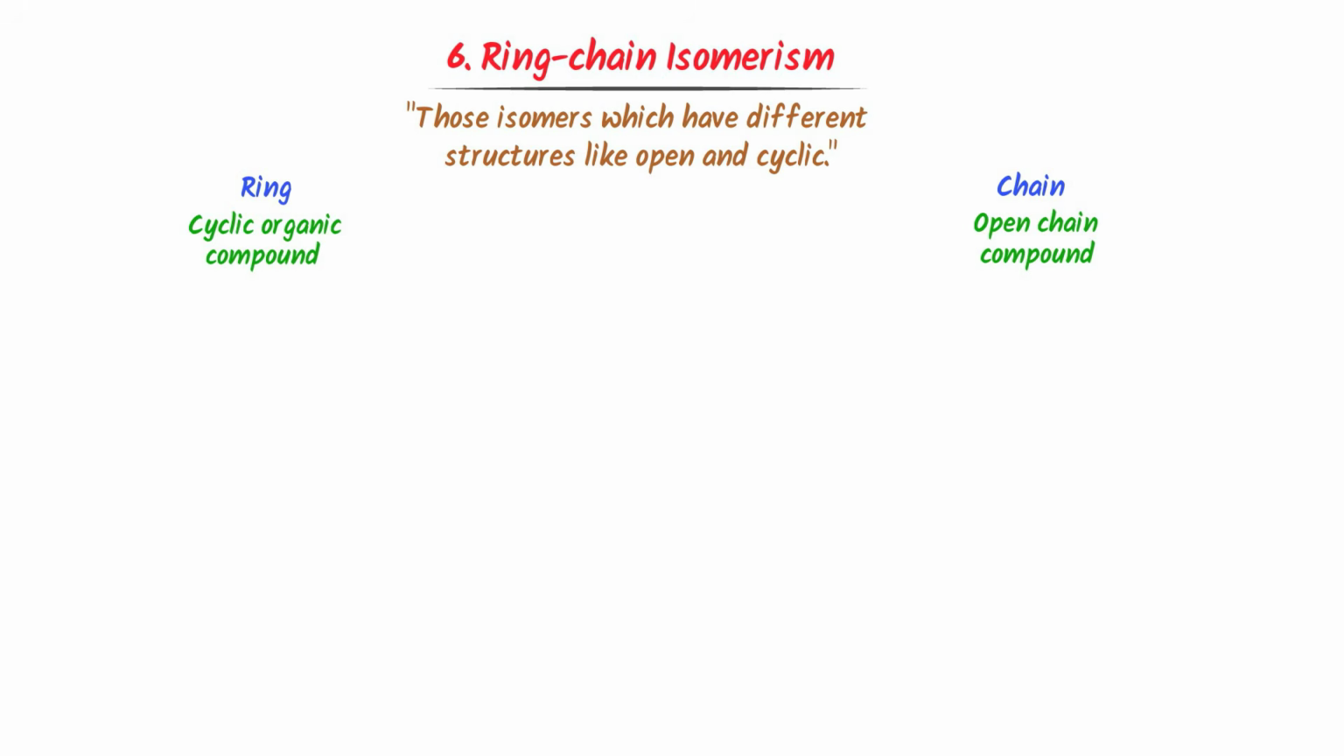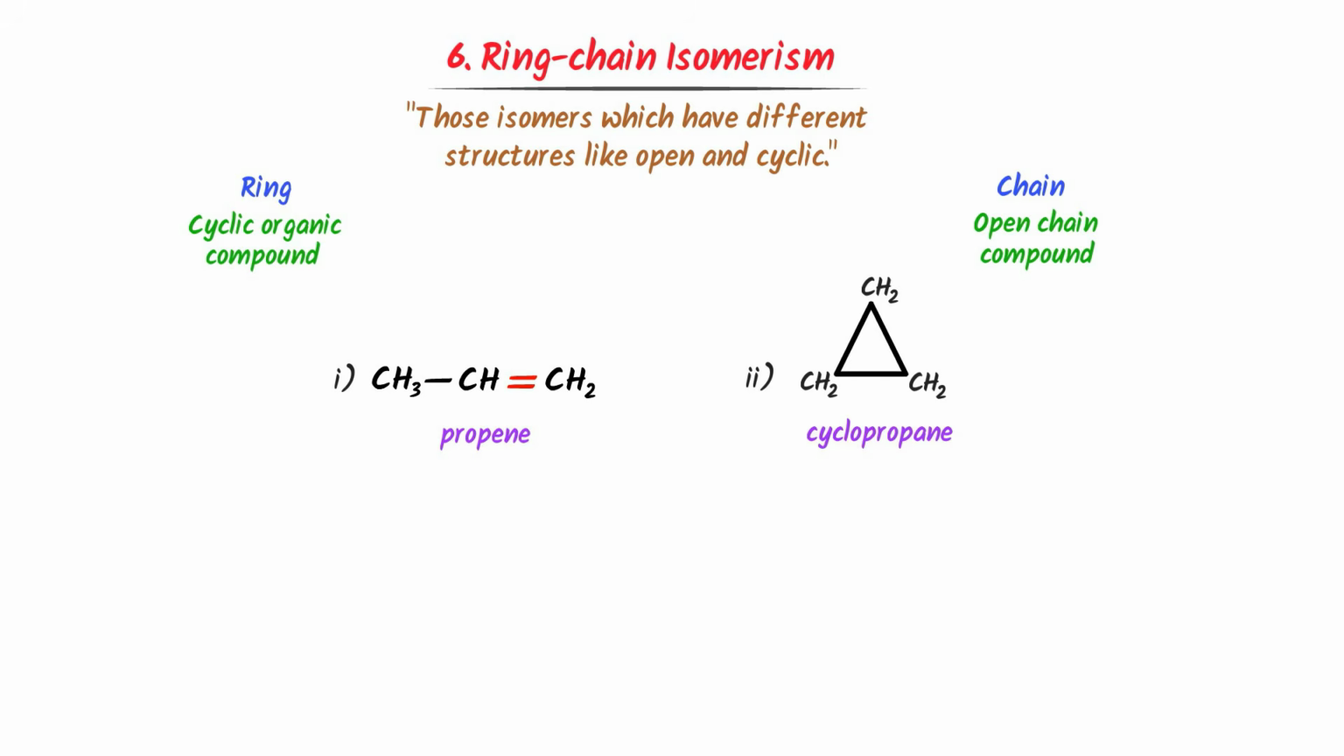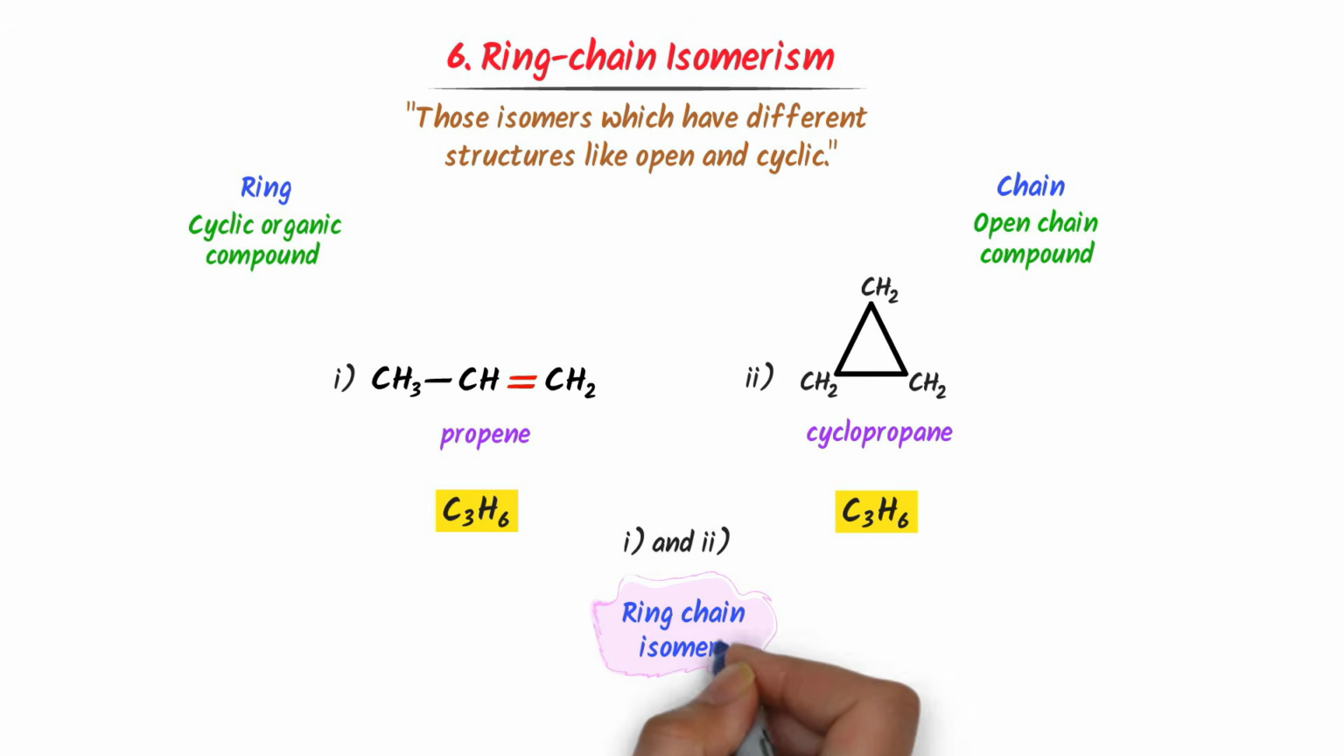For example, consider propene. It is an open chain compound. Now I convert it to a cyclic structure. I get this structure. We know that this is cyclopropane. The molecular formula of both compounds is the same, which is C3H6, but they have different structures, open and cyclic. So they both are known as ring chain isomers.